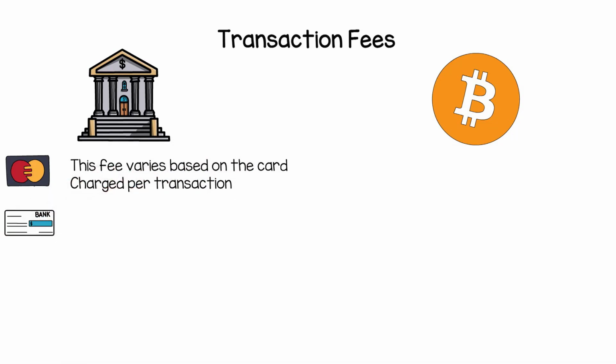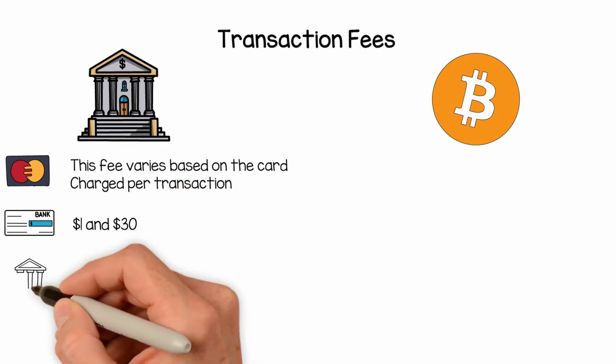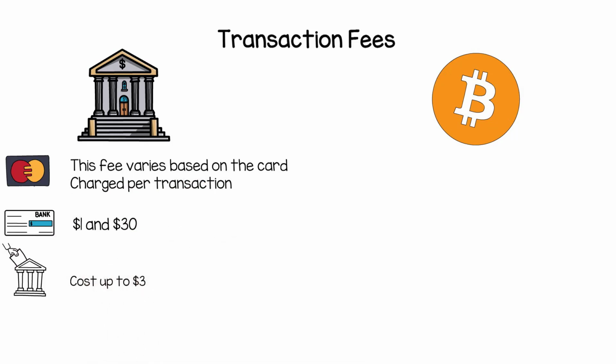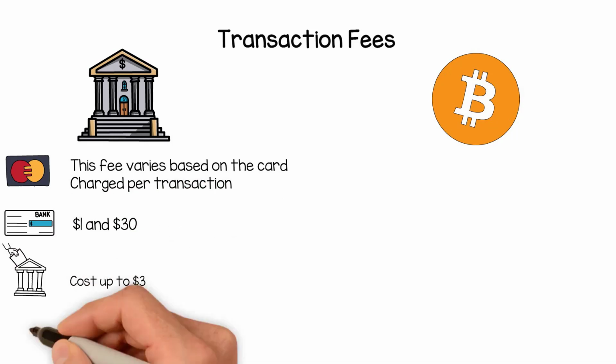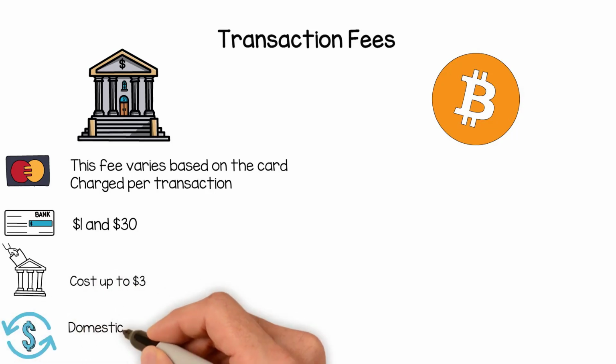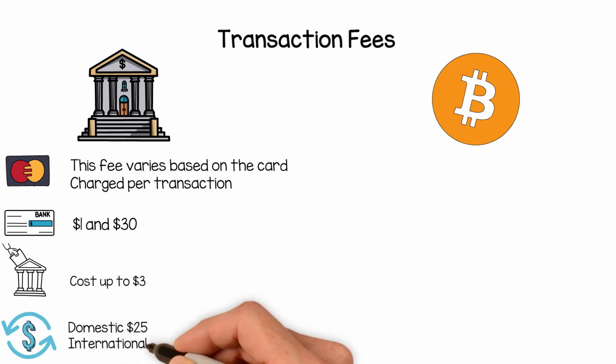Checks can cost between $1 and $30 depending on your bank. ACH transfers can cost up to $3 when sending to external accounts. Wire: outgoing domestic wire transfers can cost as much as $25. Outgoing international wire transfers can cost as much as $45.